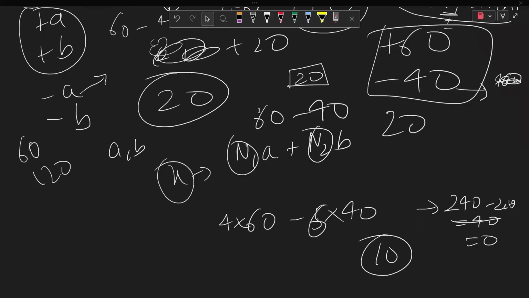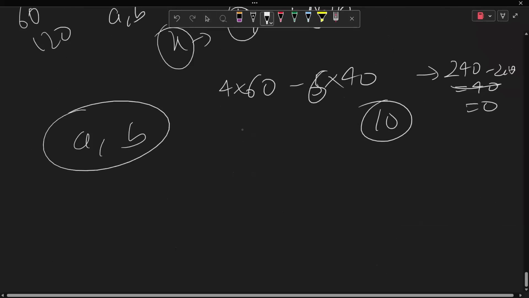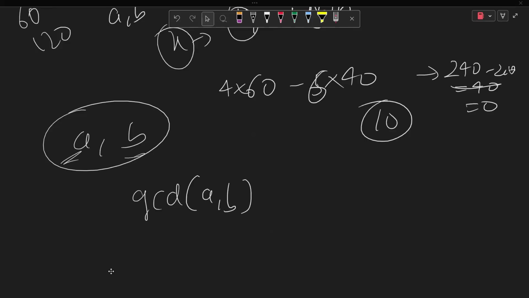It is like a property. If you have just A and B, using A and B, the minimum number you can get is the GCD of A and B. You cannot get lower than that by just using A and B, because both A and B are multiples of G. You cannot break them. Okay, I hope it is clear now.